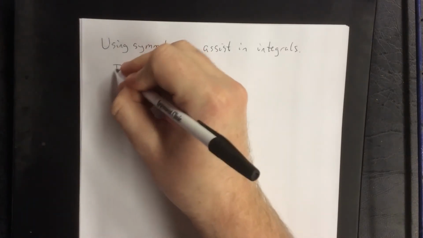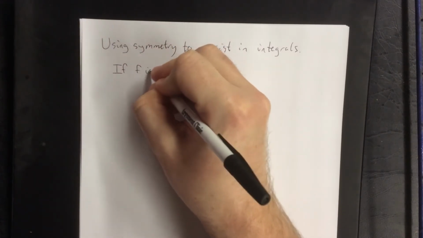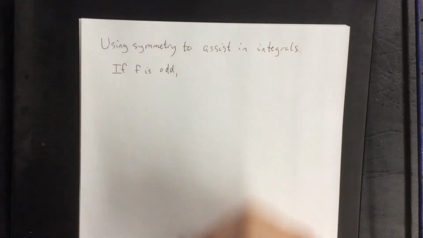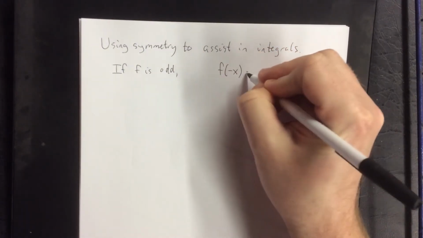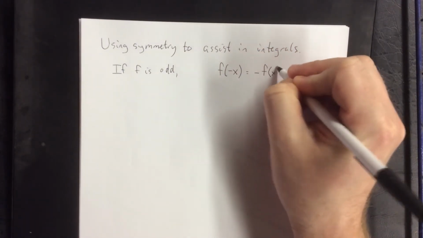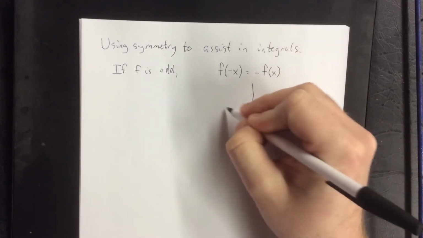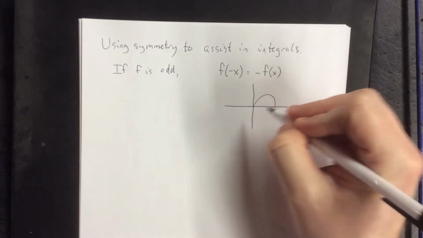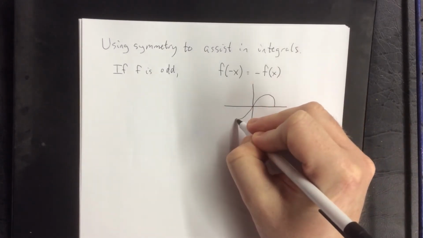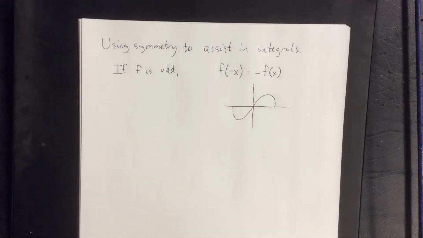If you know what a graph looks like, especially if it has symmetry, that can be really helpful in trying to determine what a definite integral might be. So first off, if f is an odd function, the definition of an odd function is that f of negative x is equal to negative f of x. That means that the function would have origin symmetry. So whatever takes place on one side, we'll see a mirror image through the origin.